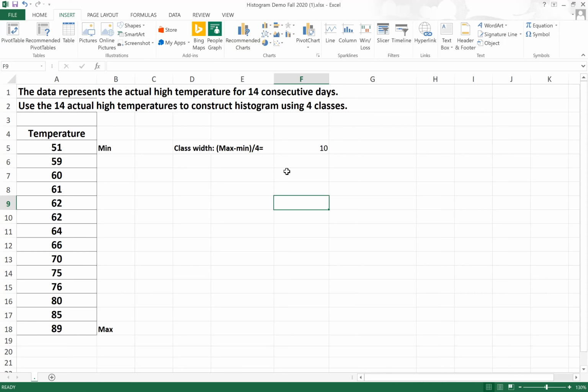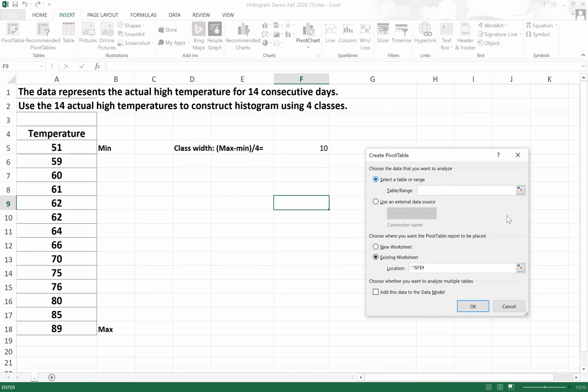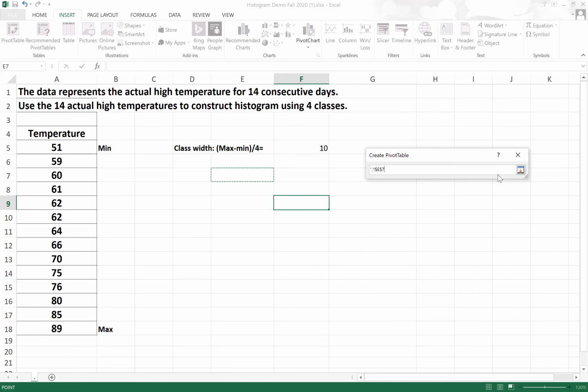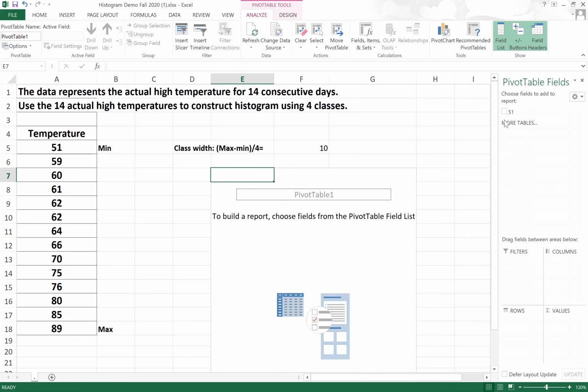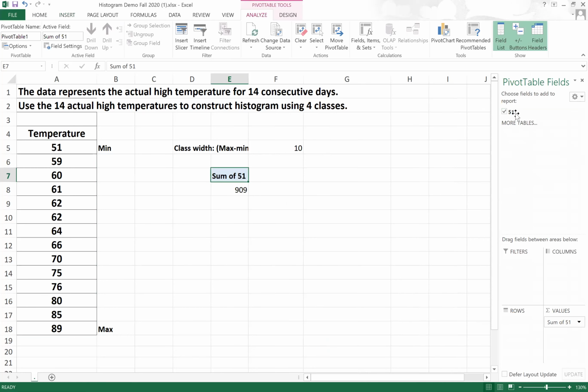Okay, one more time: go to insert, pivot table. Now you're going to select the data, this entire table here. And then we put it in the existing worksheet, picking underneath it. Now from there, we're good to go. We're going to have a pivot table.